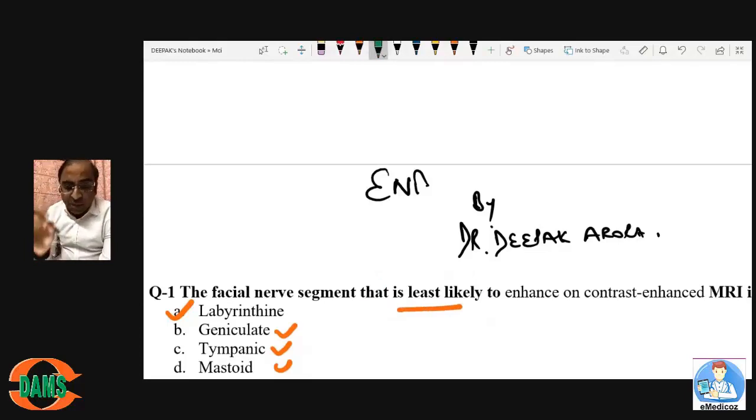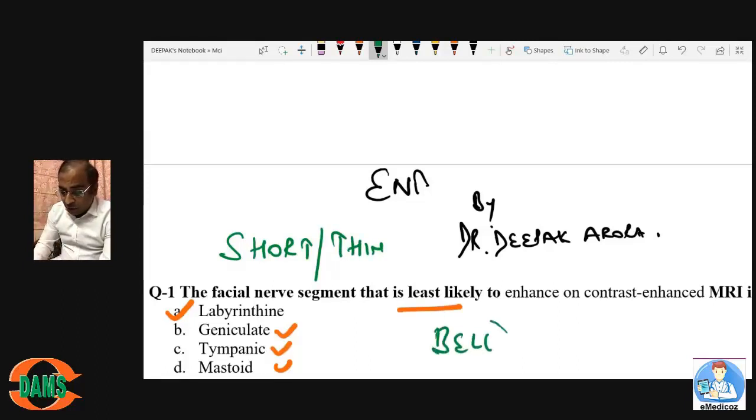What are the other worth remembering points for labyrinthine? It is the shortest segment. Always remember, it is the shortest segment, it is the thinnest segment. Because it is the shortest and thinnest, remember the concept, the most common part involved in Bell's palsy is the labyrinthine. Am I understandable?